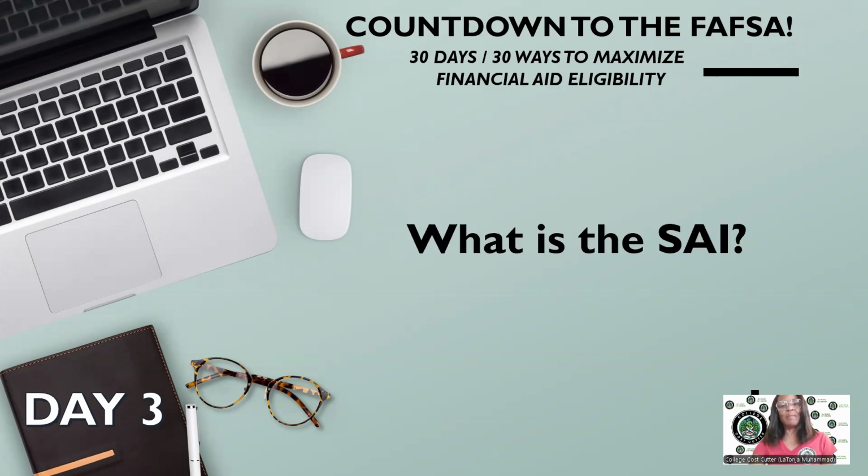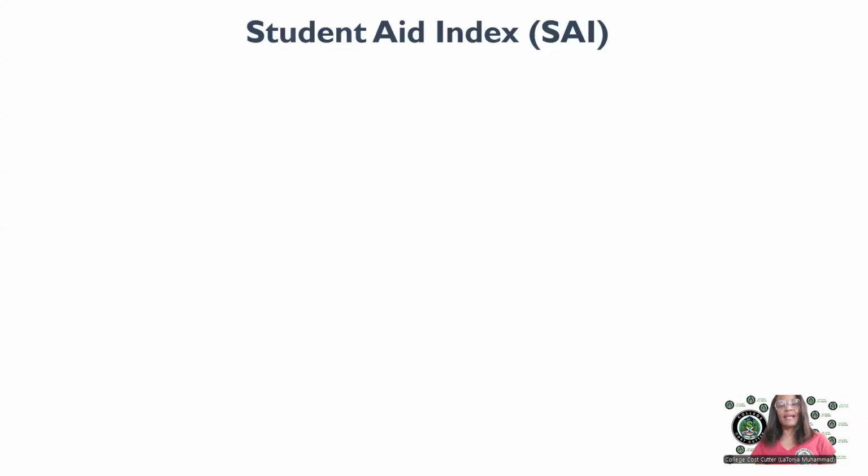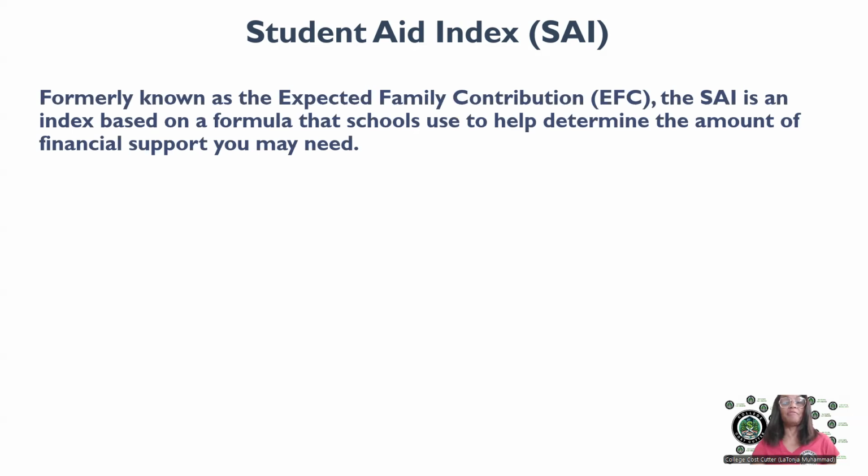Today we will talk about the SAI. What is it? How is it used? So the Student Aid Index is actually the output of the FAFSA. Once it's completed, the families will receive a student aid report that tells them what their SAI is. So what is it? It's actually formally known as the Expected Family Contribution, or EFC.